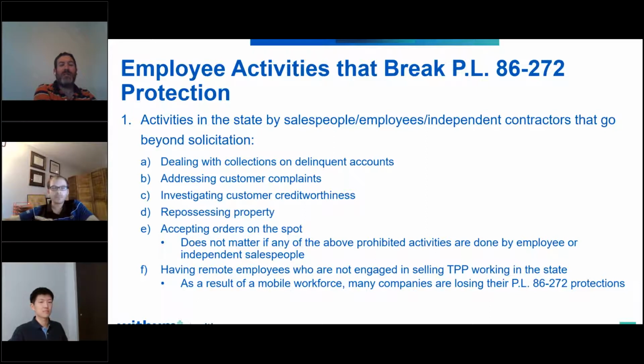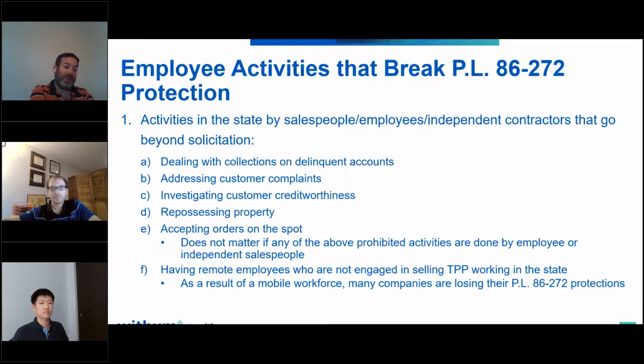If a business repossesses property in the state, that will end 86272. Accepting orders on the spot. There are all kinds of issues with on-the-spot orders, but remember that 86272 requires for the order to be accepted and fulfilled from outside the state.